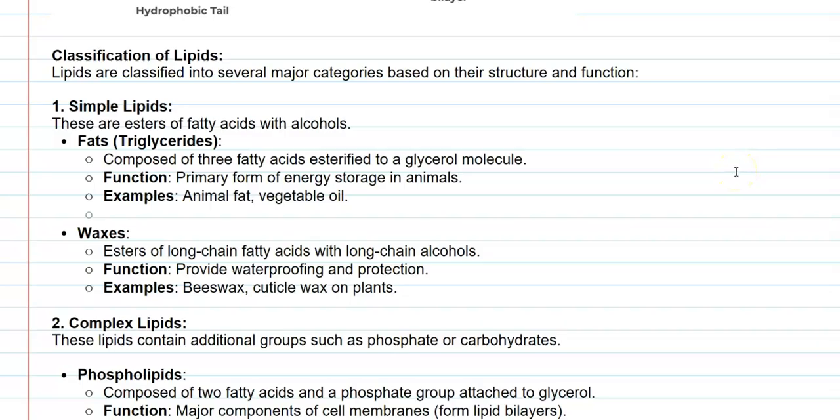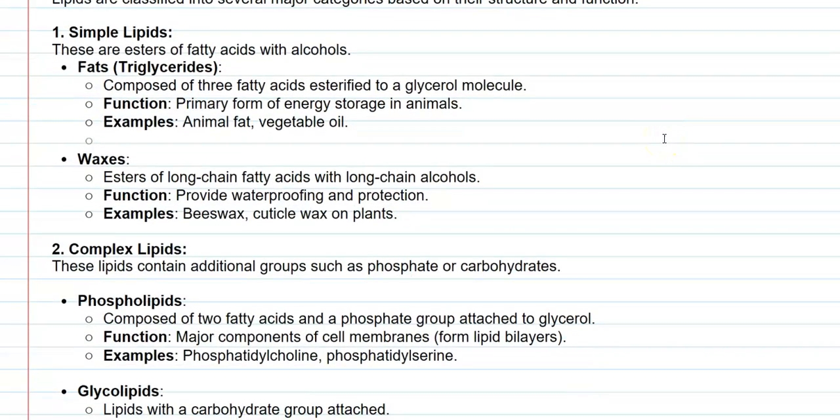They are the group of lipids that have esters of fatty acids with alcohol. Here two categories are there. One is the fats and another one is the waxes. Fats are technically referred to as triglycerides, which consist of 3 fatty acids esterified to a glycerol molecule. Their main function is to provide energy storage in animals, and examples include animal fat as well as vegetable oils. Next one is the waxes.